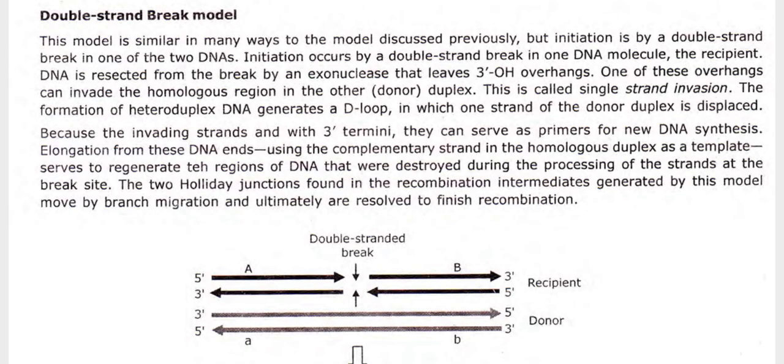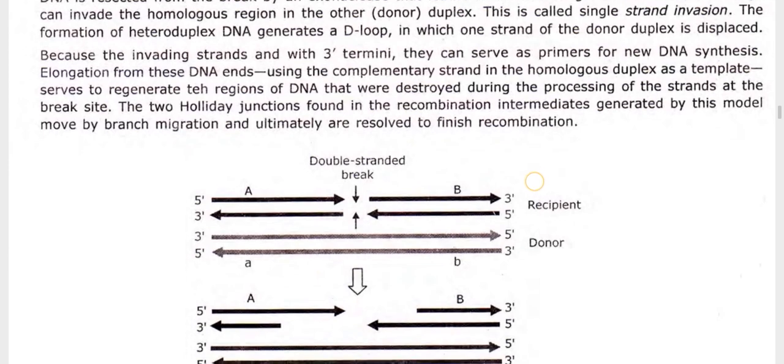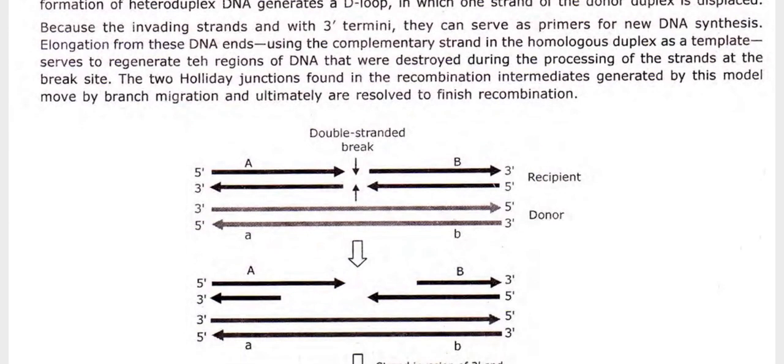The formation of heteroduplex DNA generates a D loop in which one strand of the donor duplex is displaced. Because the invading strands end with 3' termini, they can serve as primers for new DNA synthesis. Elongation from these DNA ends, using the complementary strand in the homologous duplex as a template, serves to regenerate regions of DNA that were destroyed during the resection of the strands at the break site.